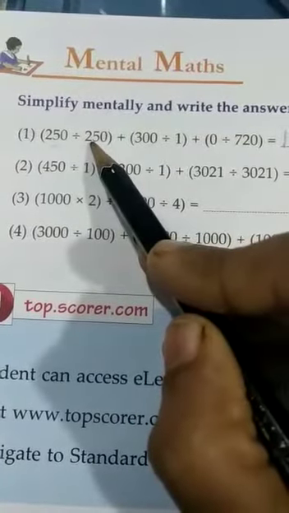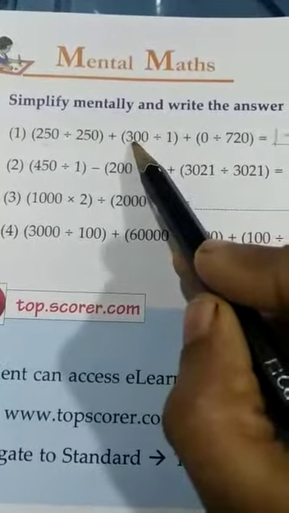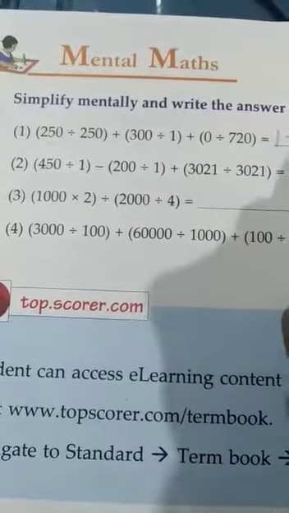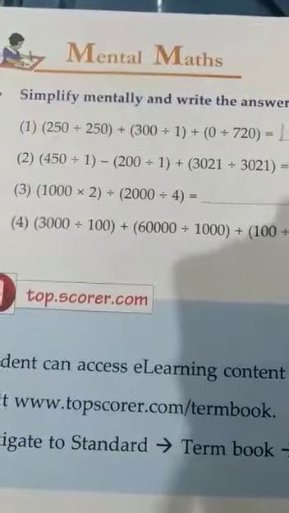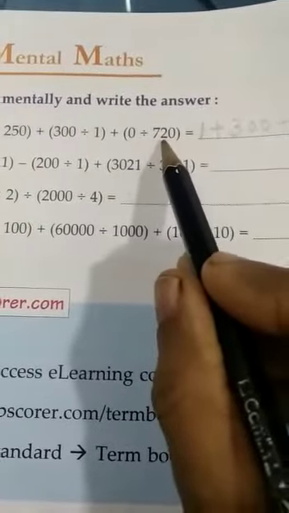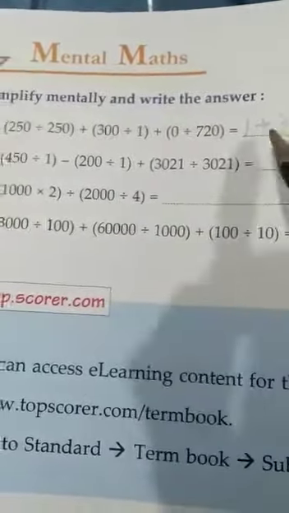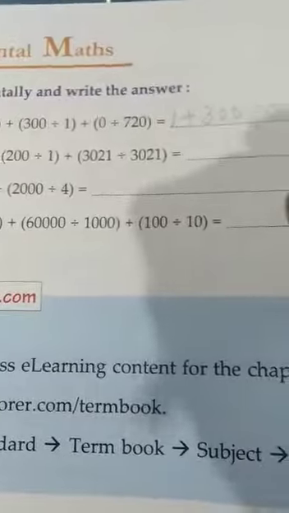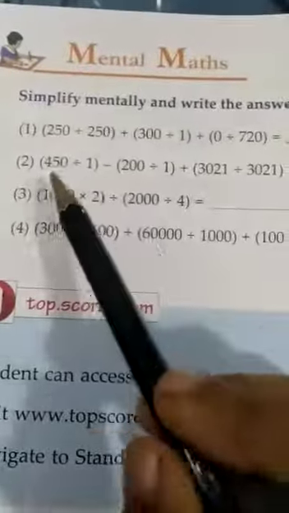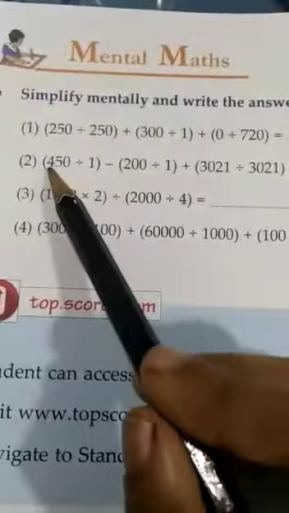250 divided by 250 you will get 1. 300 divided by 1 you will get 300, and 0 divided by 720 you will get 0. Okay. So what will you get? 1 plus 300. So what will you get the answer as? 301.